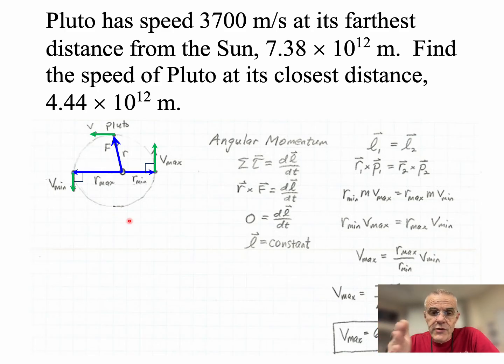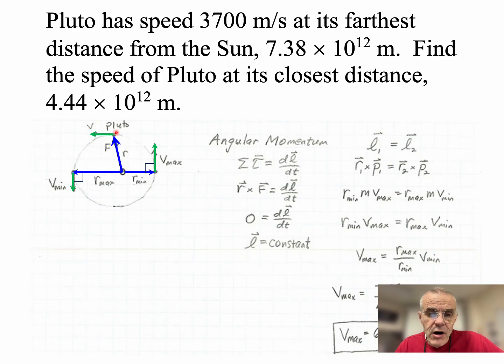So for the nearest and farthest points in an elliptical orbit, I can do this really easy thing with angular momentum. That's a good one to know, because that saves you a lot of time. If you do the same problem with energy, you should get the same answer. But it's a lot more work. And this is a nice tool we can use to answer this question.